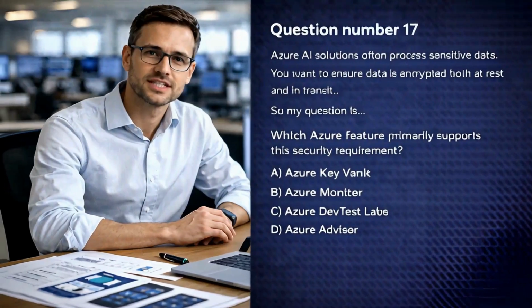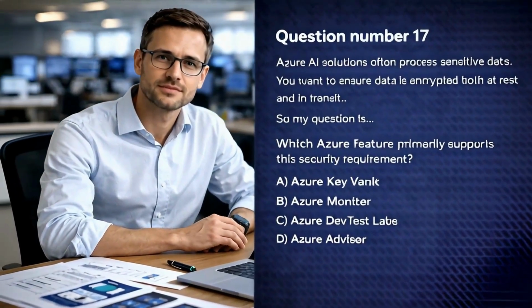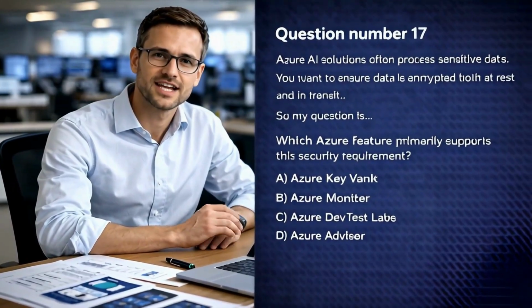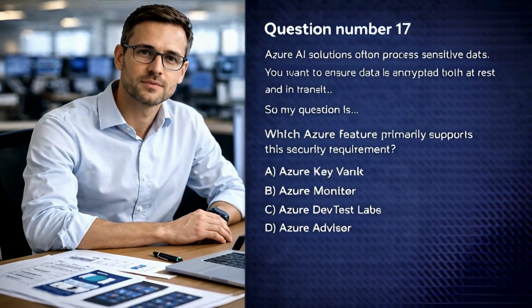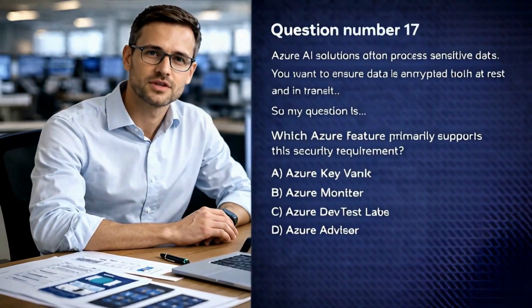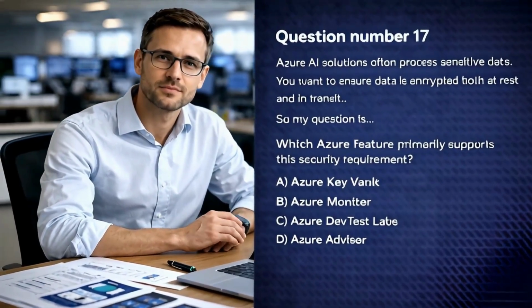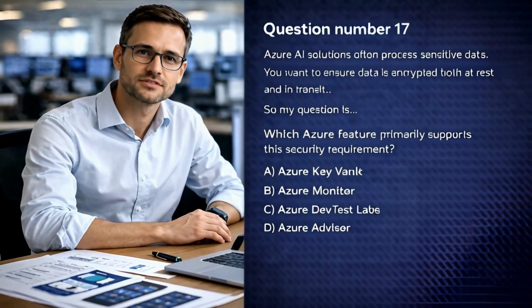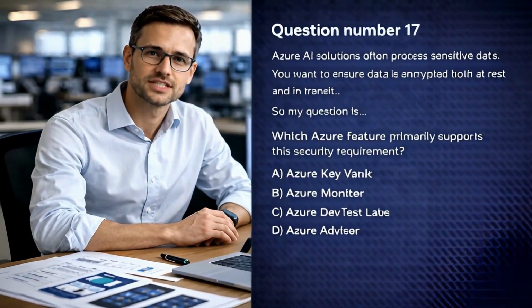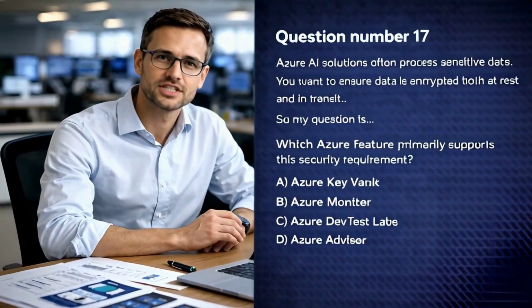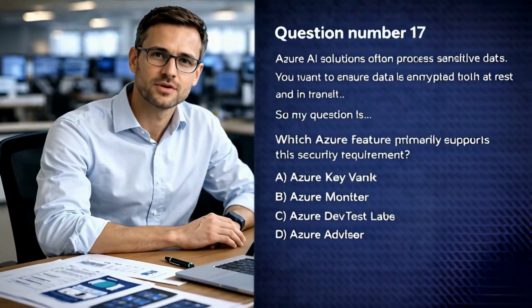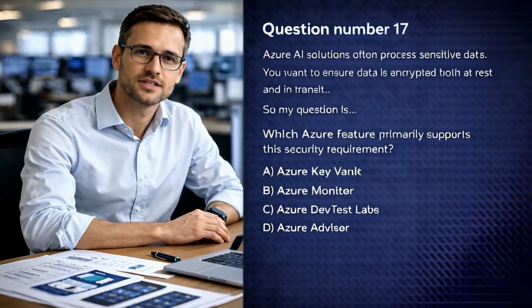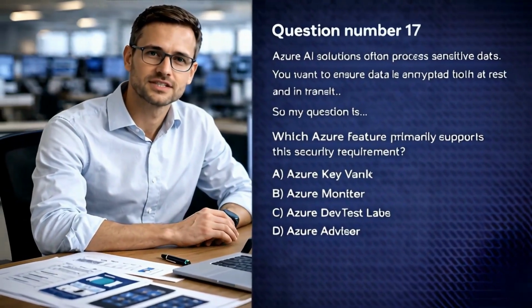Question number 17. This is a core concept professionals are expected to know. Azure AI solutions often process sensitive data. You want to ensure data is encrypted both at rest and in transit. So my question is, which Azure feature primarily supports this security requirement? Options are A. Azure Key Vault. B. Azure Monitor. C. Azure Dev Test Labs. D. Azure Advisor.